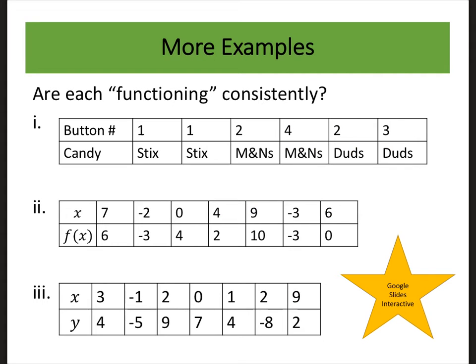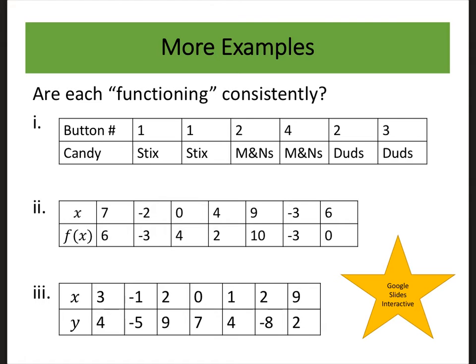So here are 3 examples in which we're going to consider, are these functions or not? When I look through these, I'm looking, okay, if I push button 1, I get sticks. If I push button 1 again, I get sticks. If I push button 2, I get M&Ms. Push button 4, I get M&Ms. We know that that's okay. It's okay to push different buttons and get the same thing.